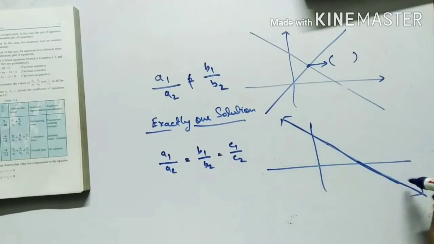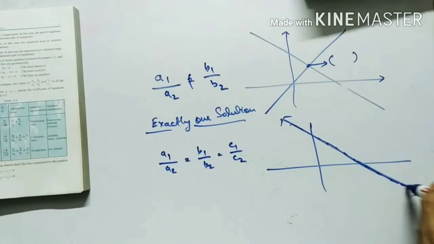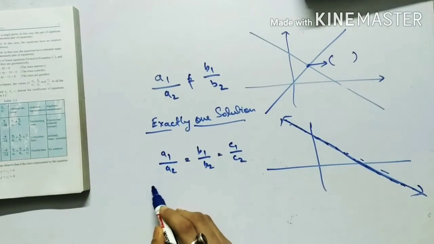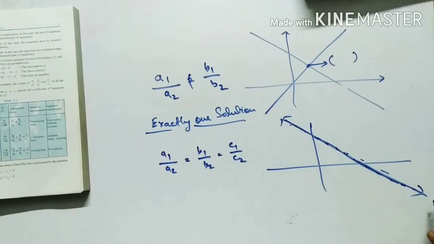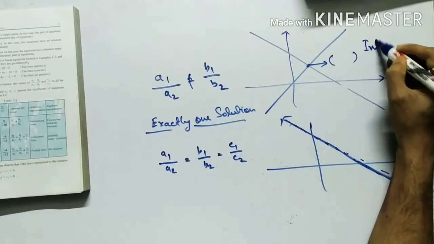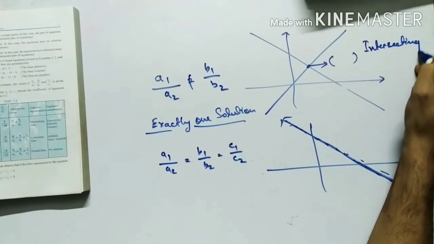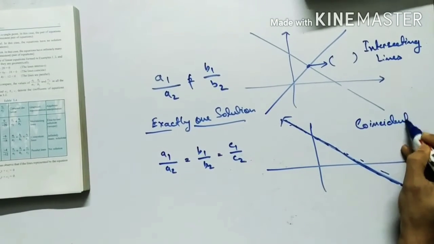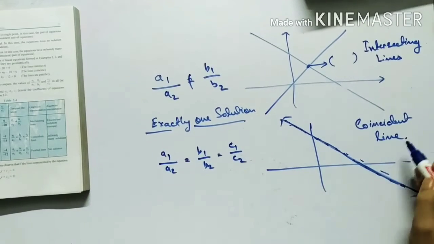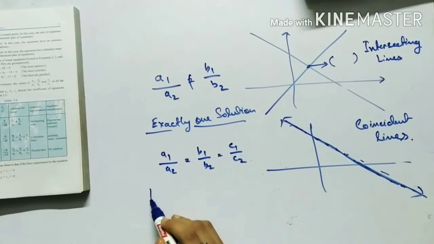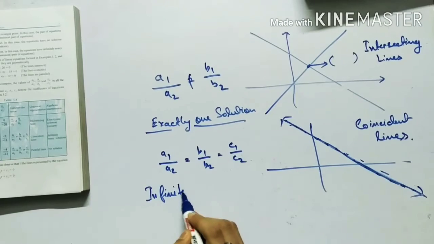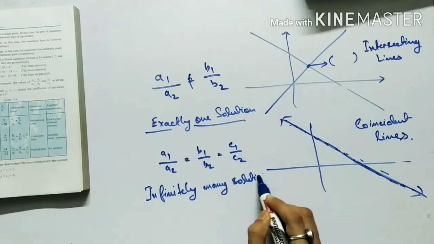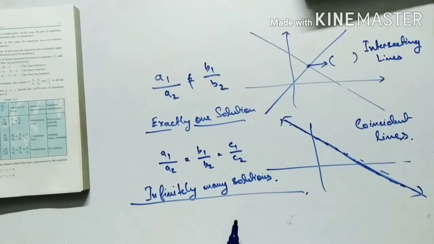Since these lines will have infinitely many points, therefore they will give me coincident lines. This one is intersecting lines, and this will be coincident lines, and it will give me infinitely many solutions.